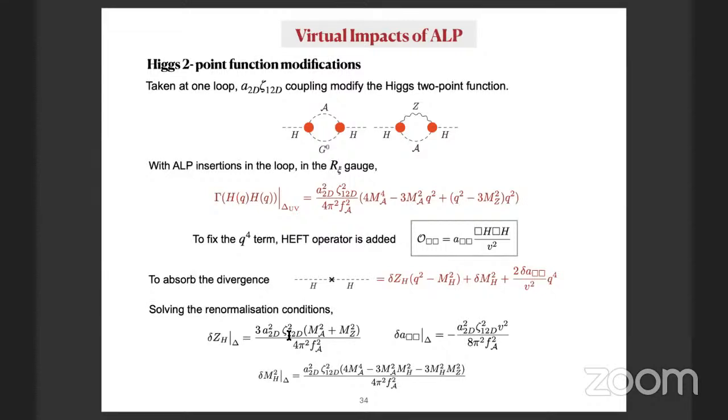Now, next we looked into the next to leading order effect, like the virtual imprints of ALPs, if we put ALPs into the loops. So the first thing was the Higgs two-point function, and these were the two diagrams. With these ALP insertions in the loop in the R_xi gauge, we saw this is the UV divergence. Again, we saw this Q^4 quartic momentum dependence appearing. So to fix this Q^4 term, we added this O box operator. And to absorb the divergence, we added this counter term to our theory. And after solving the on-shell renormalization conditions, we got the one-loop renormalized two-point function.